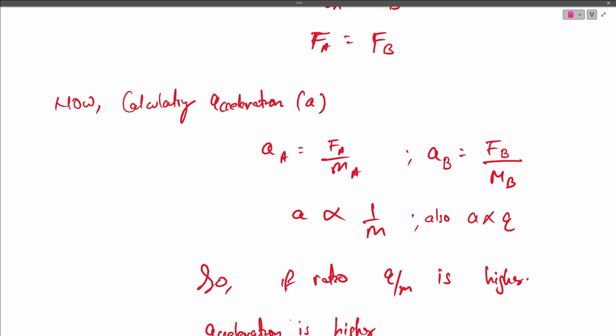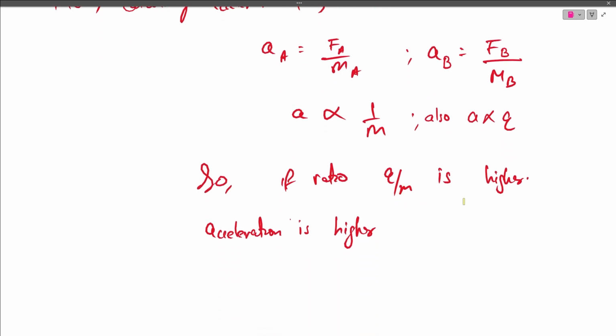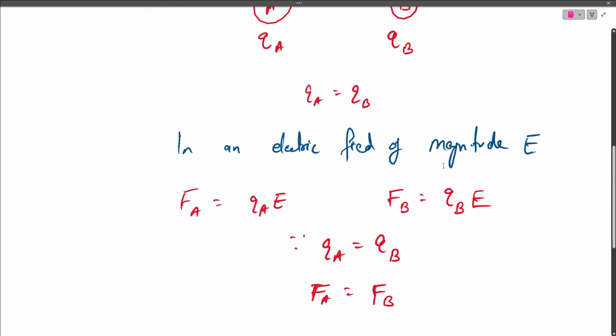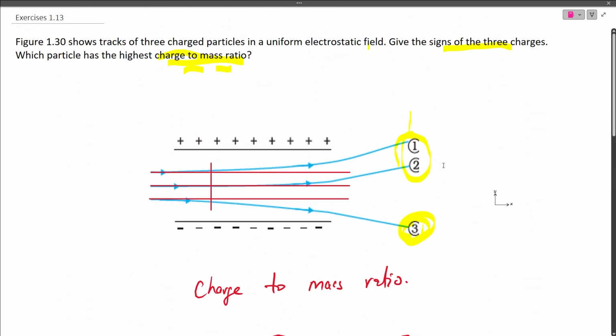and we also see from Coulomb's law that force is directly proportional to the magnitude of charge. Thus acceleration is also directly proportional to the charge. So if the ratio Q/M is higher, the acceleration is going to be higher, and the direct consequence of acceleration is the deviation from the linear path. So those particles that have the highest deviation from the linear path are going to have the highest charge to mass ratio.